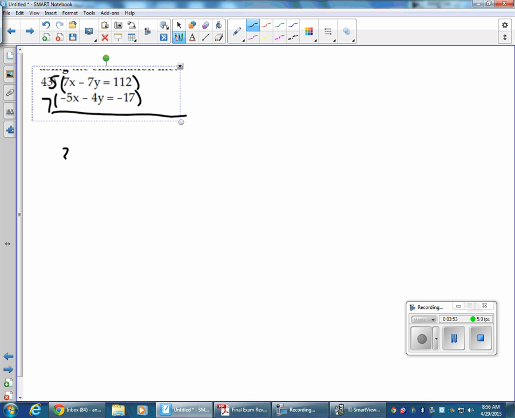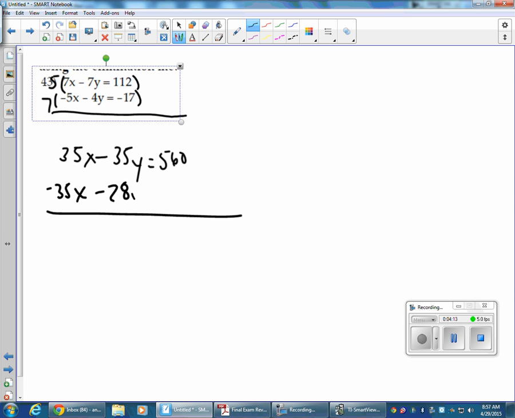So the top line becomes 35x minus 5 times 7 will be 35y equals 112 times 5 is 560. And the bottom line, if you multiply times 7, would be negative 35x. So you see these x's are going to cancel. And then that'd be minus 28y, because 7 times 4 is 28. And negative 17 times 7 would be negative 119.